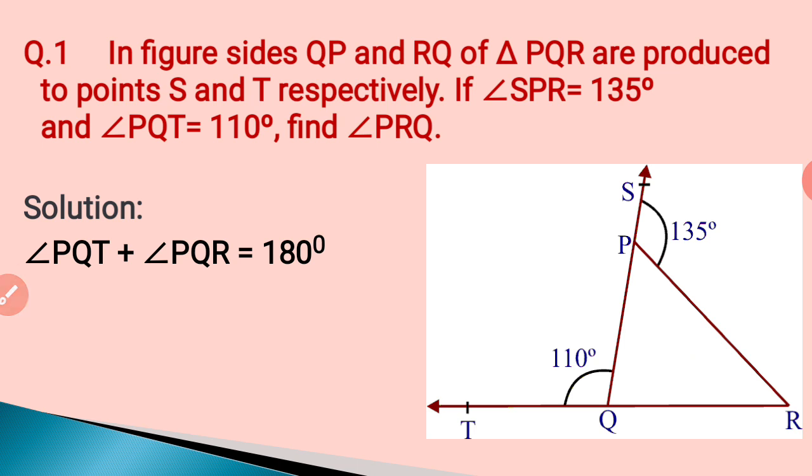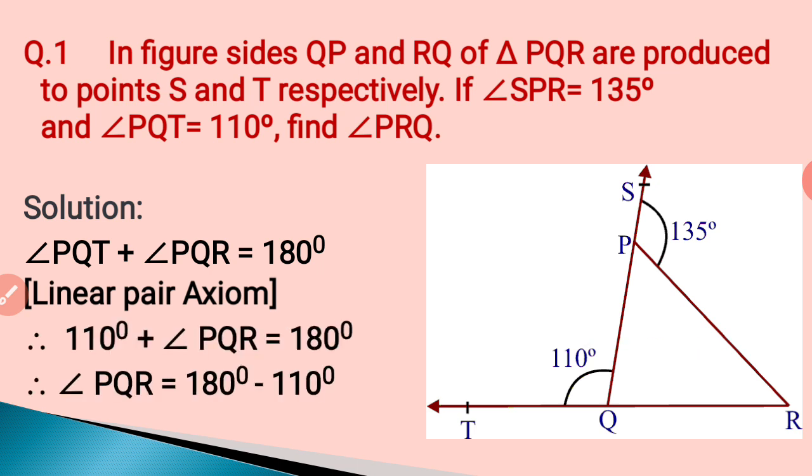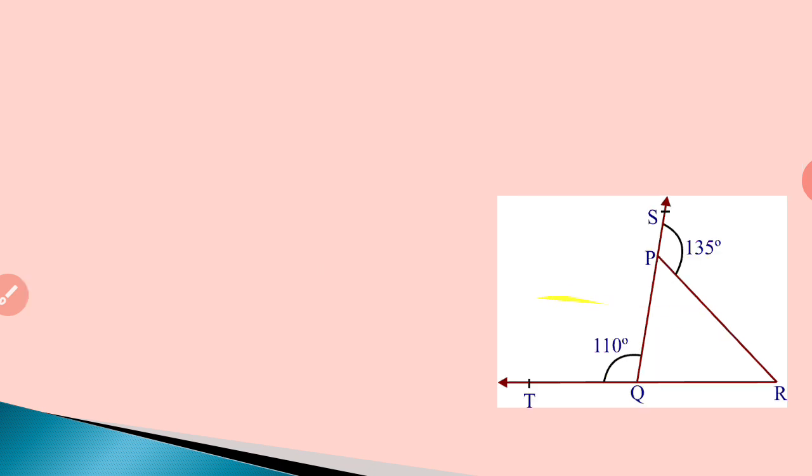Here angle PQT plus angle PQR is equal to 180 degrees, and we have used the linear pair axiom. We can use the same over there in SPR and RPQ also. So it is your choice. Either you use the linear pair axiom over there or with angle PQT and PQR. It is the same. So with this, we have got the value of angle PQR. Here angle PQR is found out to be 70 degrees.